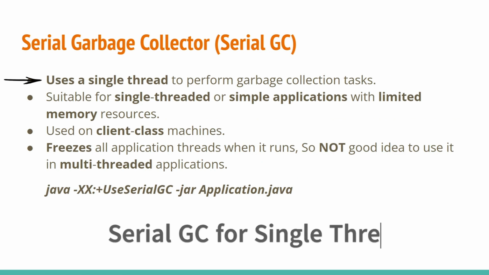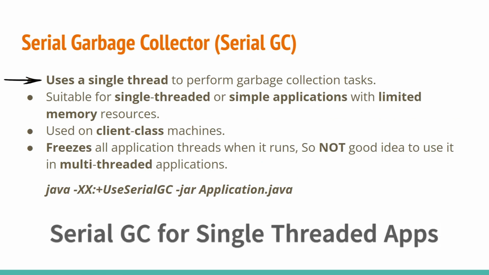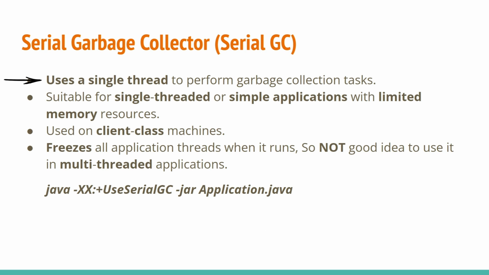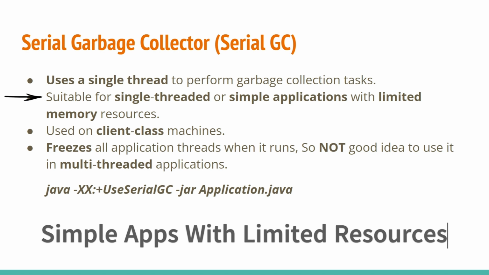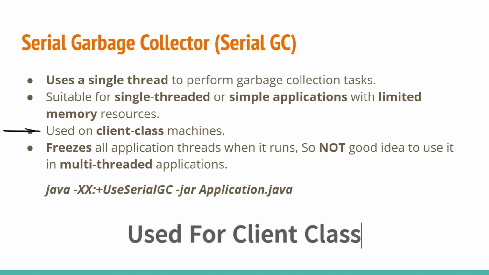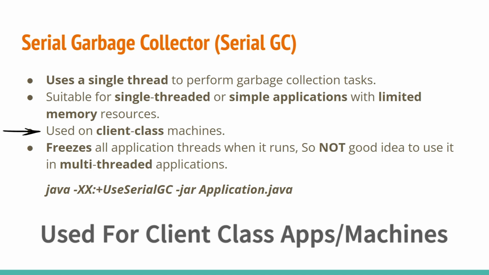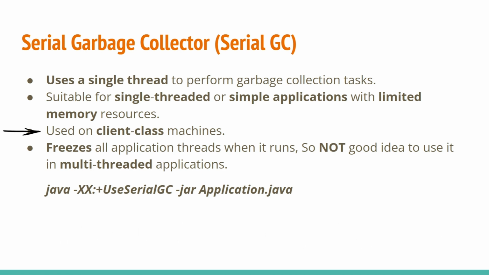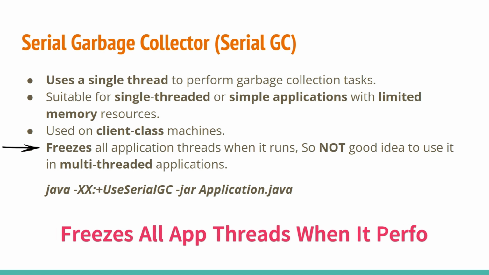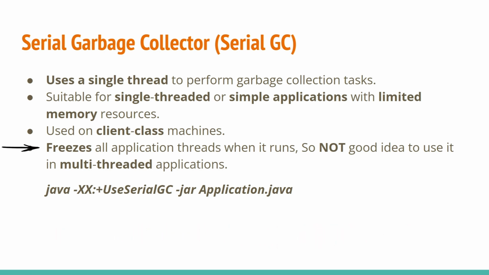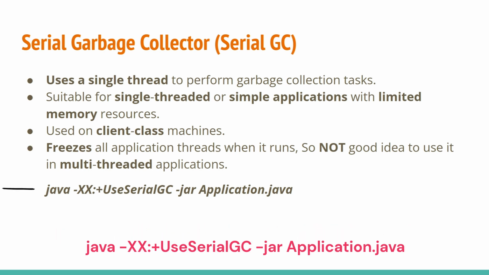Serial garbage collector or serial GC. Serial garbage collector uses a single thread to perform garbage collection tasks. It is suitable for single-threaded or simple applications with limited memory resources. It is typically used with small Java applications or as a default collector on client class machines where we don't have small pause time requirements. This GC implementation freezes all application threads when it runs. Therefore, it's not a good idea to use it in multi-threaded applications like server environments. We have to pass the parameter use serial GC while running your application, just like shown in the slide.